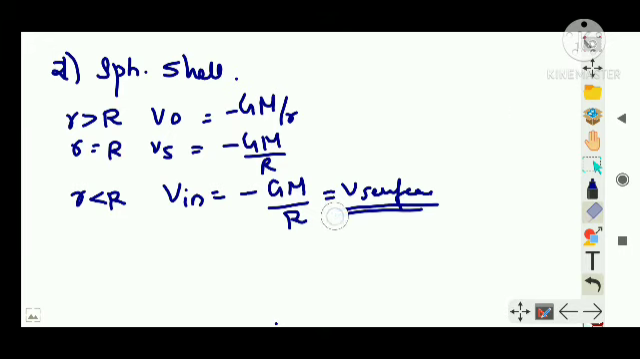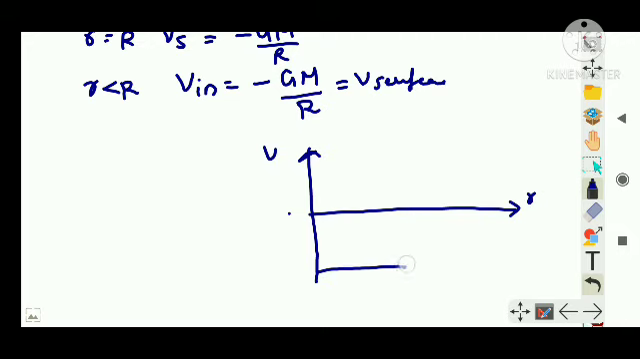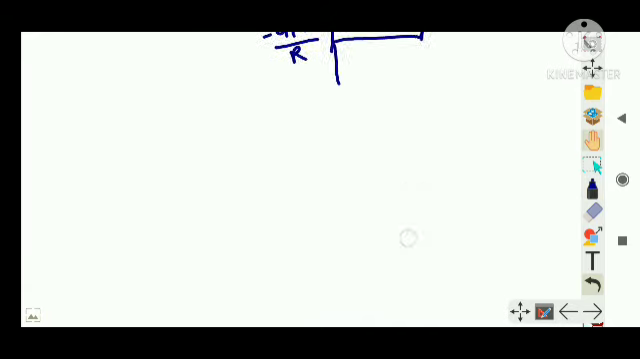Hence when you plot a graph between V and r, it will look like this. This is the maximum value R, and this is minus GM by R. Clear? This is 0. Now I believe we can move on to the syllabus portions, right? This is actually the syllabus portion itself, but I am taking it topic-wise so that it is very easy to write notes based on it.